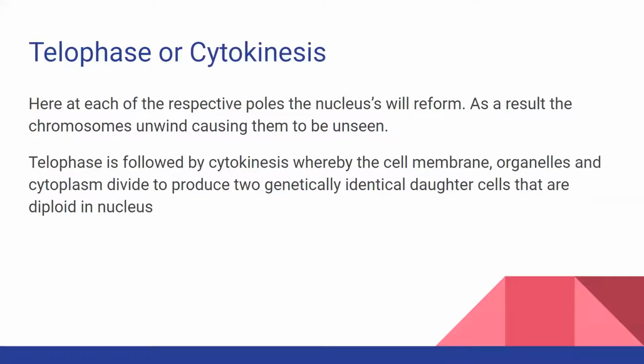The final stages of the mitotic cycle include telophase and cytokinesis. In telophase, at each of the respective poles, the nucleuses will reform, as each of the poles will have a cluster of lots of chromosomes. As a result, the chromosomes will then unwind, causing them to eventually be unseen. Telophase is followed then by cytokinesis, where the cell membrane, organelles and cytoplasm will therefore divide again to produce two genetically identical daughter cells that are diploid in the nucleus.